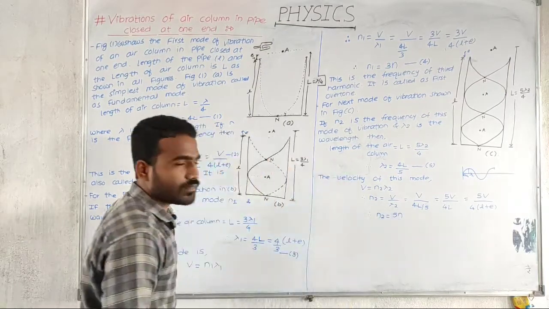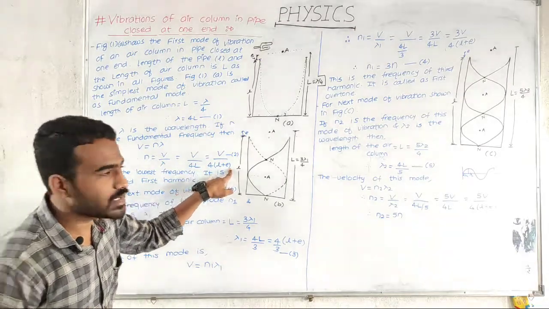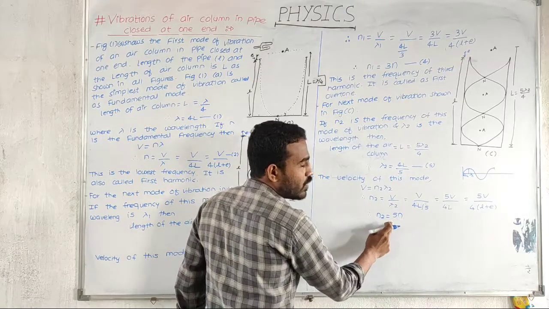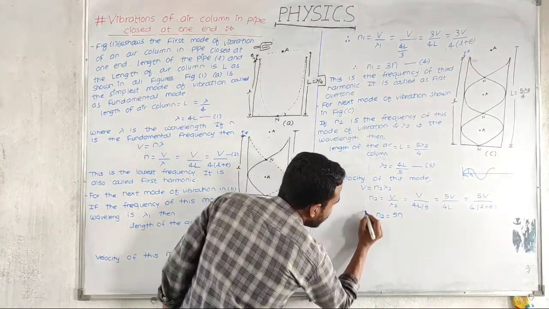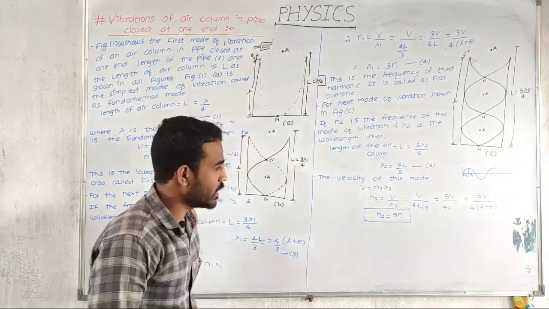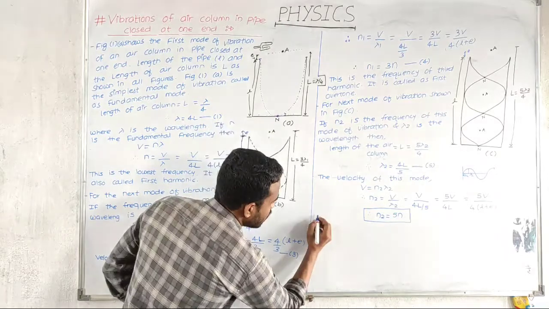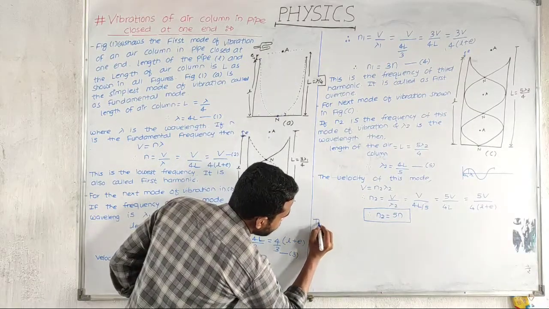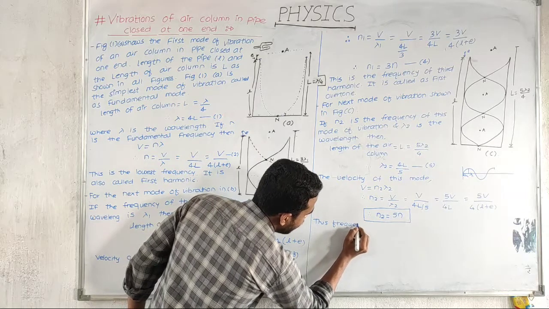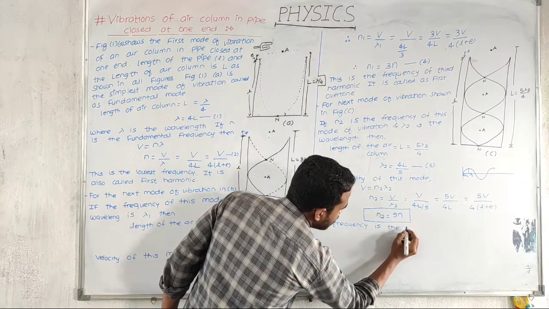Therefore N2 is equal to 5N, since V upon 4(L plus e) is N and the 5 stays as it is. So N2 = 5N, and this frequency is the fifth harmonic.